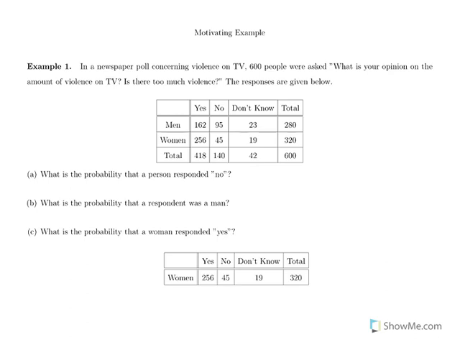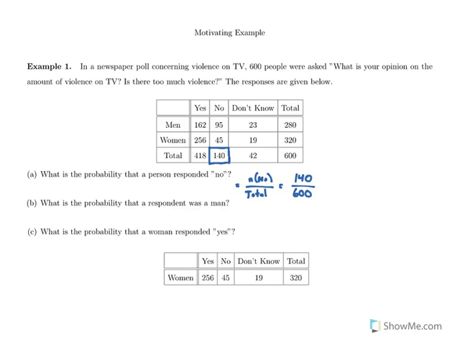So first of all, what is the probability that a person responded no? Well, let's look at the total. It's going to be the total amount of respondents, right? And then the number that say no. So total, there are 600. And the amount that say no is this box right here. 140 said no. So 140 over 600.